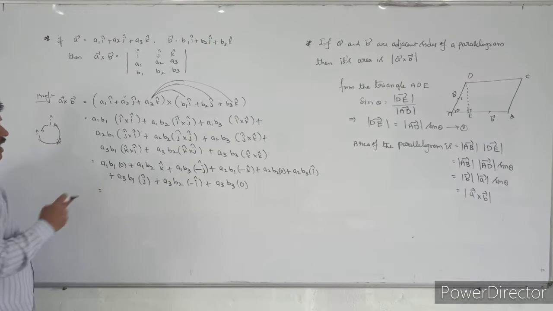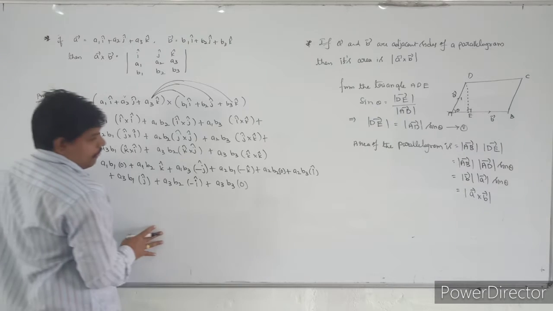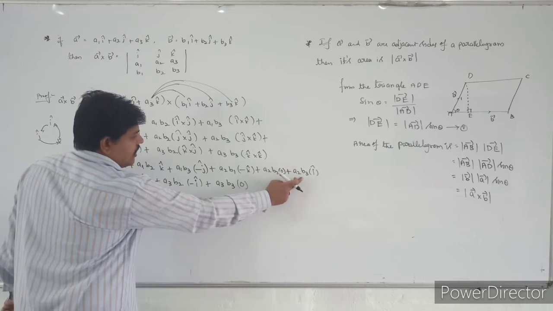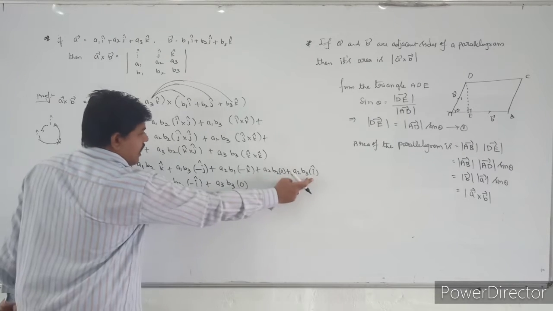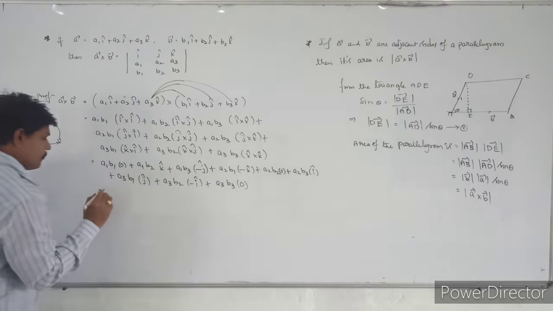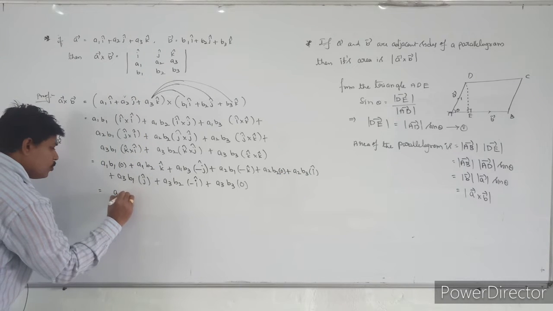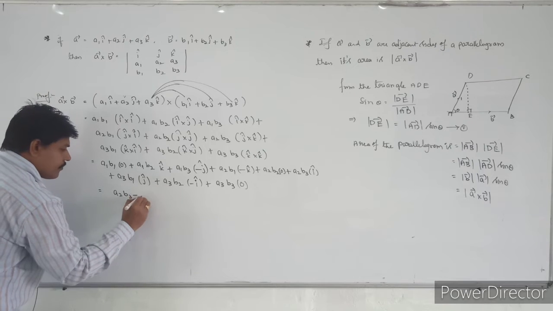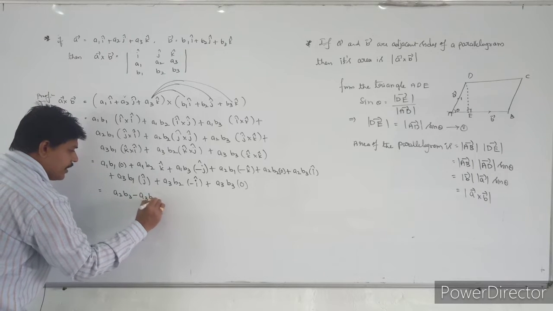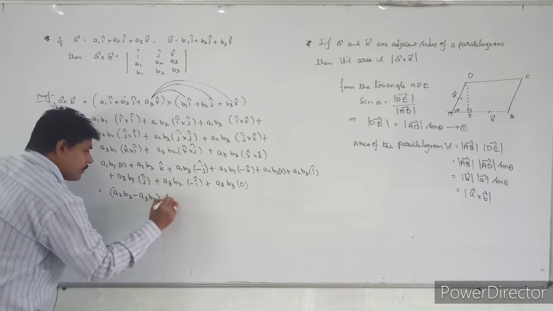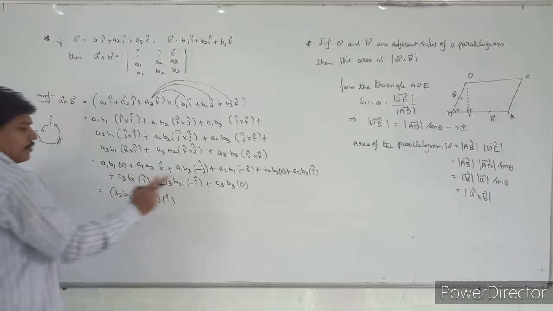So first you can take the I terms. What are the I terms here? I is here and I is here, so I will take that I common. So A2B3 minus A3B2 into I cap.